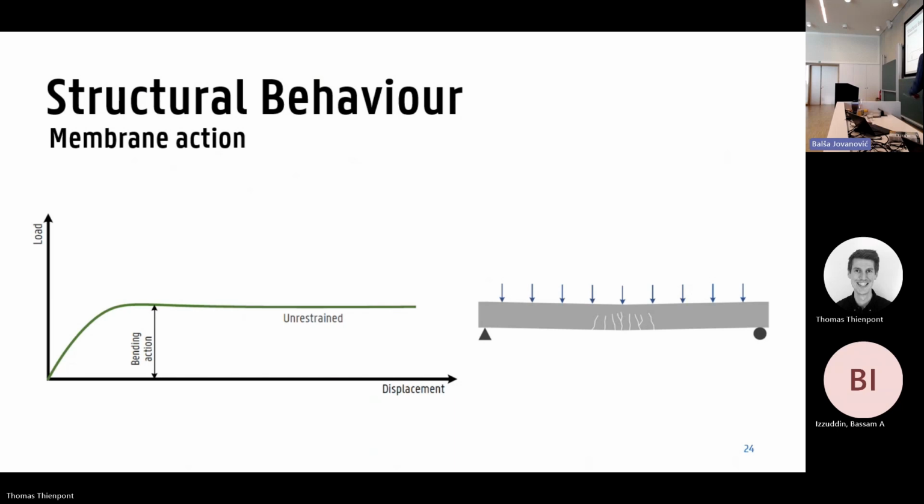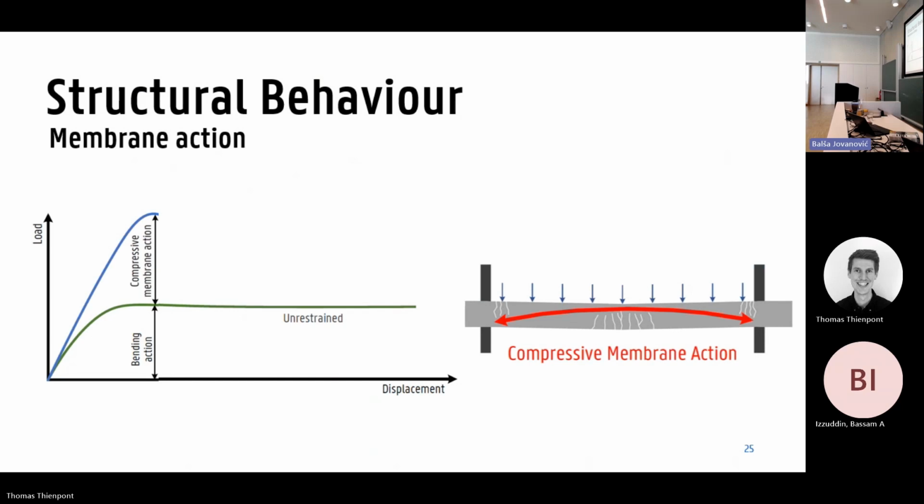But now, if we change this setup to one where the displacements at the sides are restrained, we get a different picture. Basically, what can happen is we apply the loads, and because the member wants to expand at the sides, we get the phenomenon which is called compressive membrane action. Compressive membrane action, or sometimes also called arching action, is a phenomenon in which we get some kind of a compression arch between the supports.